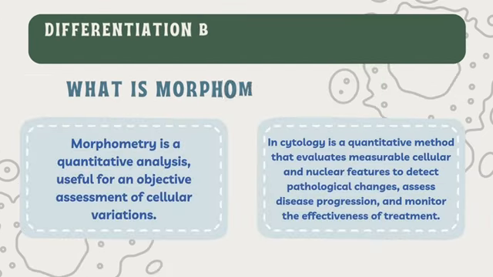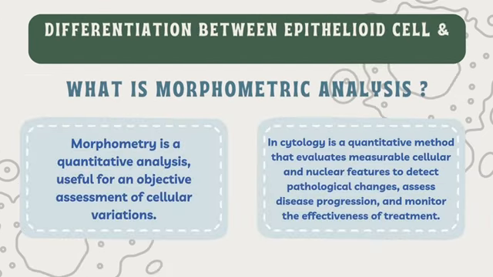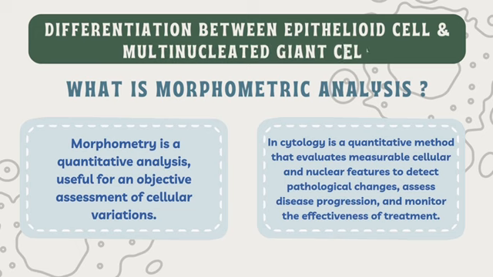Now is the differentiation of epithelioid cells and multinucleated giant cells based on their mitochondria. Let's begin with what morphometric analysis is. Morphometric analysis is a quantitative analysis, useful for an objective assessment of cellular variations. In terms of cytology, it is a quantitative method that evaluates measurable cellular and nuclear features to detect pathological changes, assess disease progression, and monitor the effectiveness of treatment.